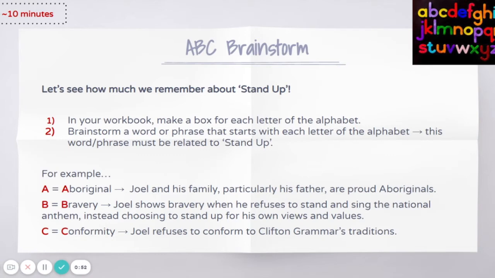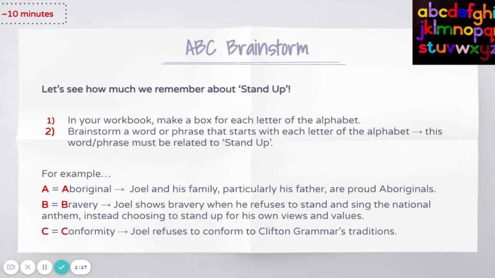So what I'd like to do is just get an idea of what you remember about Stand Up. So I want you to spend 10 minutes on this little ABC brainstorm activity. We've done a couple of ABC brainstorms before, and it's a really effective way just to rejig our memory. So the rules are pretty simple. In your workbook, I want you to handwrite and make a box for each letter in the alphabet, all the way from A to Z.